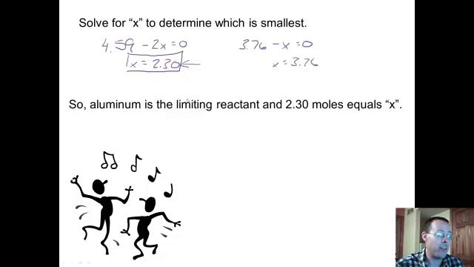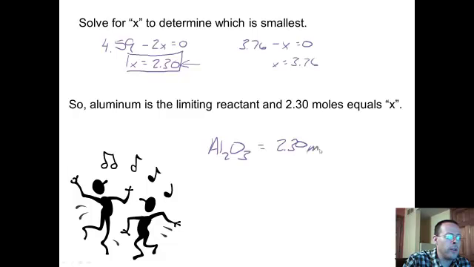So with that information, how much Al2O3 do we have at the end? Well, it's x, so we must have 2.3 moles of Al2O3. What about iron? Well, it was 2x, so what's 2 times 2.3? We must have 4.6 moles of iron at the end. And again, if we want to change these to grams, it's very easy.